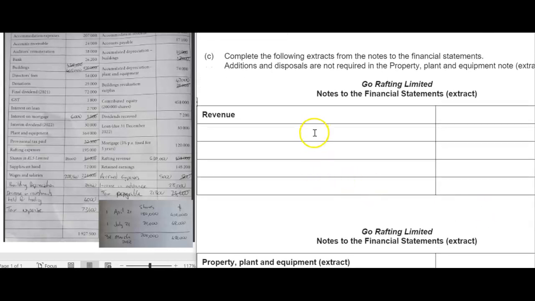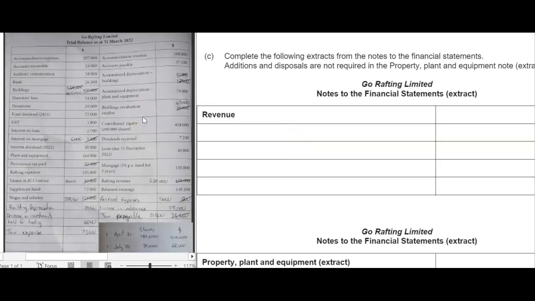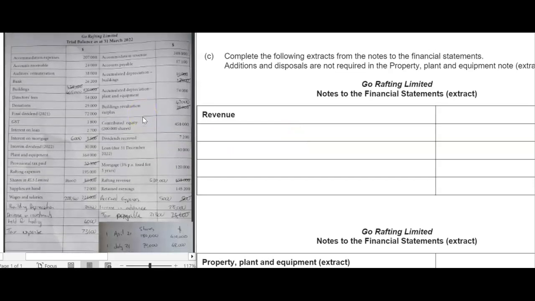The notes to the accounts, the revenue. So we're looking for revenue items here. So because we go rafting, there's two major forms of revenue. You've got the accommodation one, and down here, I believe, you've got your rafting revenue. Just be a little bit careful you don't put your dividends revenue received in there. That comes under other revenue. So it's not the main form of revenue. So just type those two in.